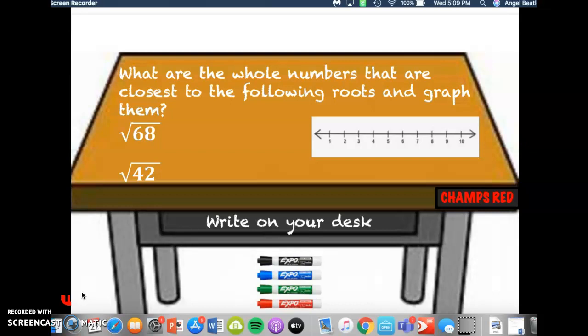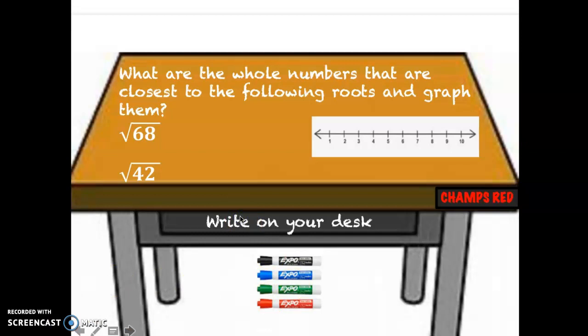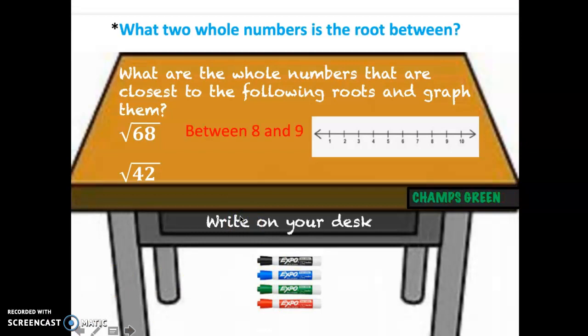With that said, the root of 68 is between 8 and 9 because 8 squared is 64. And since 68's not far off, I'm going to put it closer to my 8 than I would my 9. 9 squared is 81, so it's between those. And then my root would be under it. For Khan Academy, you just need to recognize what point is what root. So you wouldn't have to worry about writing it.